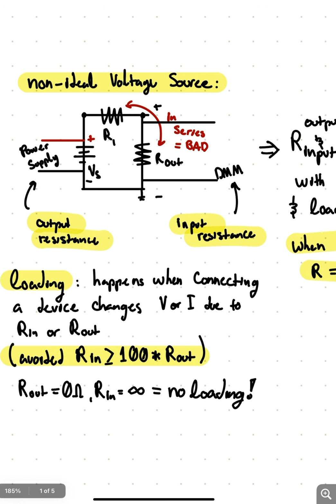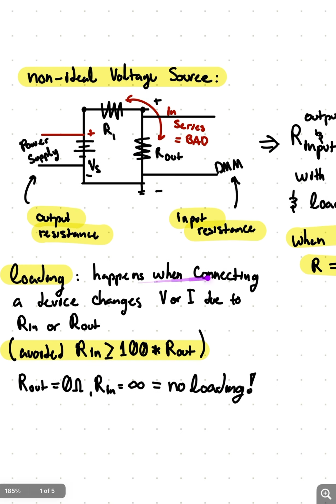And then in the lab, we had some trouble because we were not getting the voltage expected when we were plugging in our voltage source and then putting our two resistors in series, and it just wasn't working out like it was supposed to. This is because we had loading occurring, and loading, like I wrote down here, happens when you connect a device which changes your voltage or your current, and this is because of your output resistance or your input resistance.